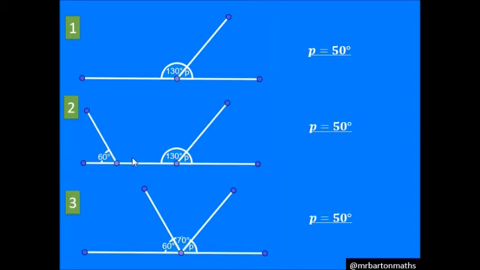And for question 3, the 60 degrees is now part of this semicircle, part of the straight line. So we have 60 plus 70 plus P equals 180. So 130 plus P equals 180. We take 130 away from both sides of our equation. We end up with P equals 50 again. Again, this is the same as question 1, except the 130 is split into 60 degrees and 70 degrees.